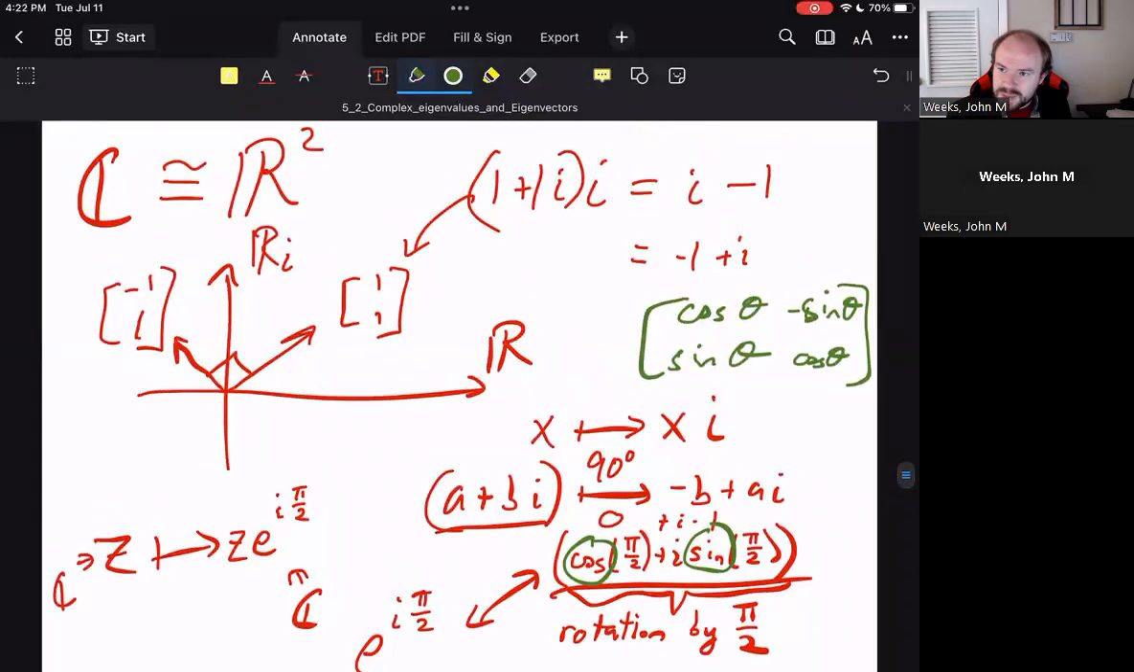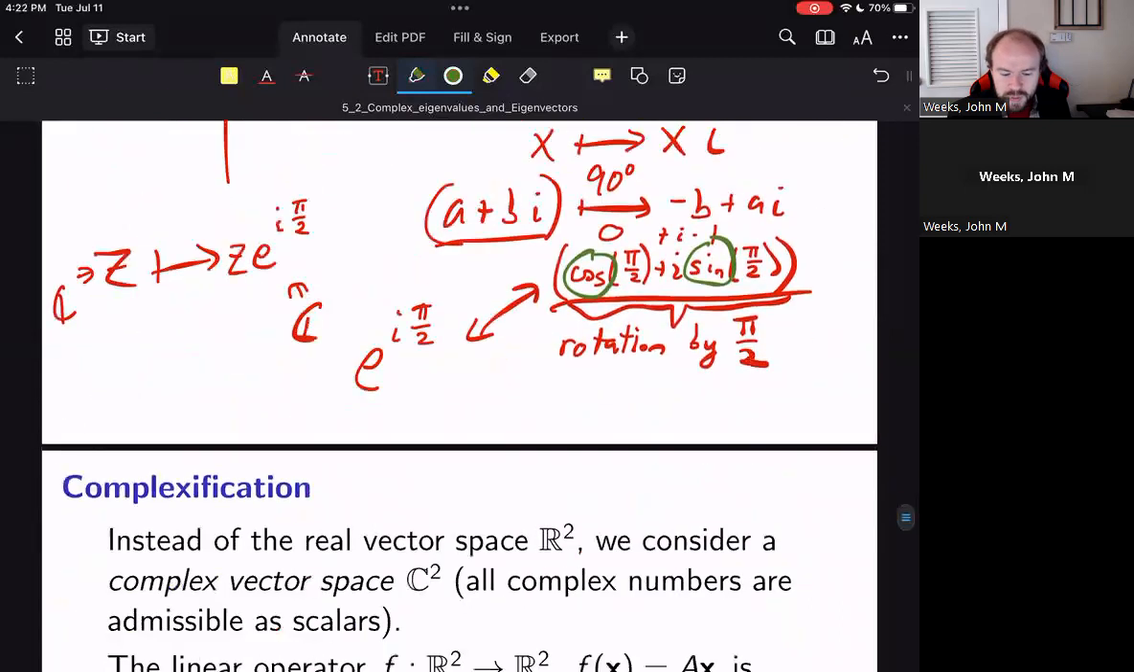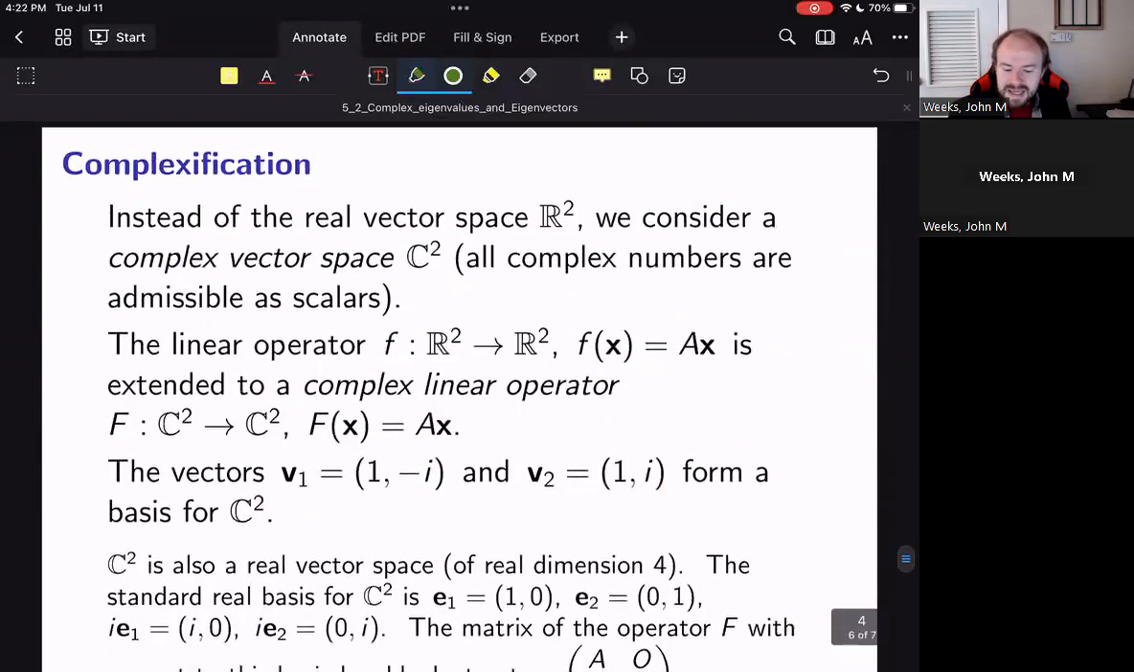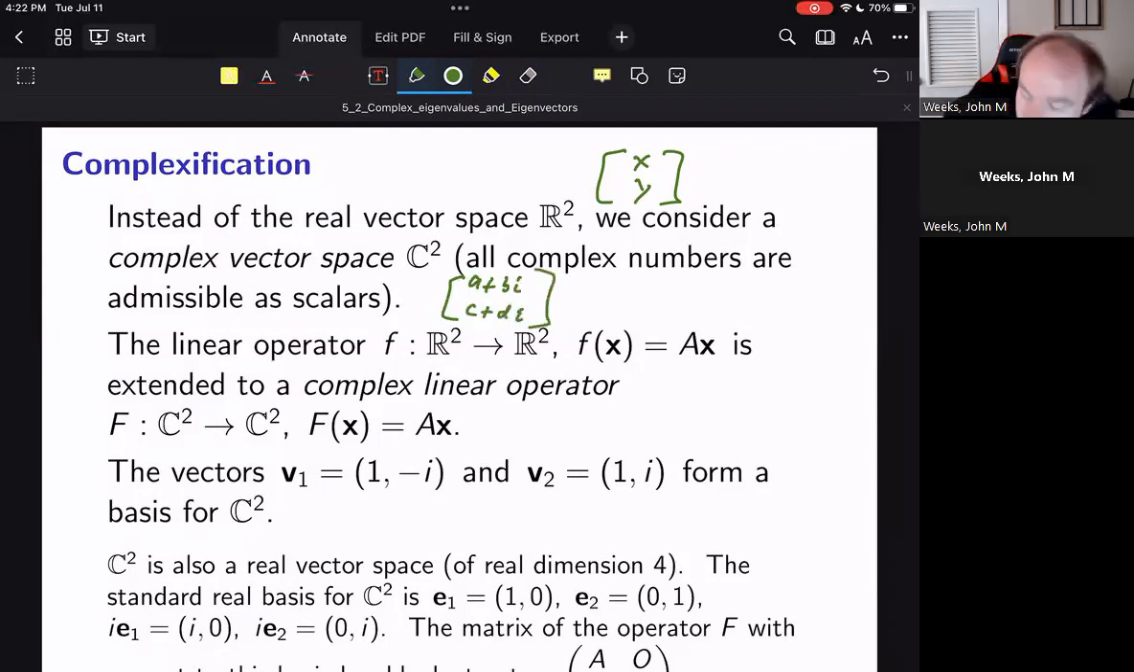But what we're doing is, instead of working with the real numbers, we are complexifying. Instead of the real vector space R2, working in terms of vectors that have just x and y inside of them, we have been considering the complex vector space a plus bi and c plus di, where all complex numbers are admissible as scalars as well. So they are vector spaces over C rather than over R.